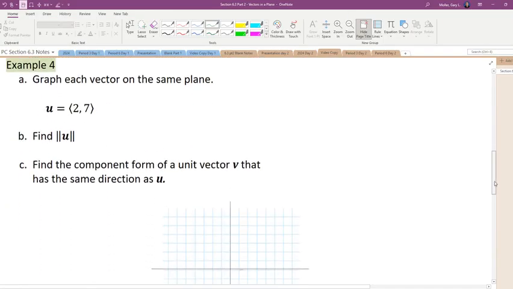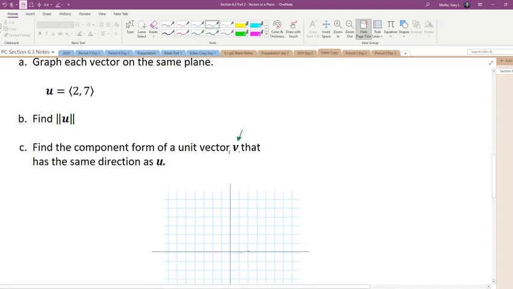Okay, let's keep rolling, see what's next. All right, graph each vector on the same plane. We're going to graph vector u, we're going to find the magnitude of u, and then we're going to graph the component form of the unit vector. Okay, so find the component form of a unit vector, and I guess we're going to call it v. Okay, that's what we're calling it. That has the same direction as u. All right, so first things first, let's graph vector u at 2, 7. So over 2, and up 7. And so we're looking at vector u right here.